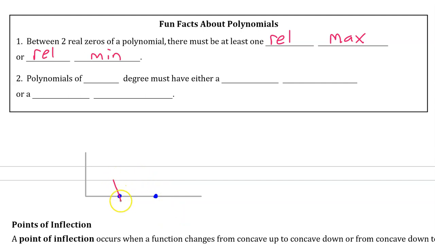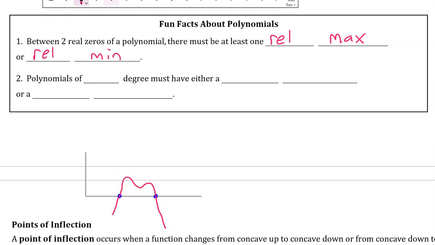Or maybe it went down and then came back up. So then there would be a relative min in there somewhere. You could have more than one, right? If these are both real zeros, there's nothing to say that the polynomial doesn't do something like this. So there are three relative extrema the way I have it drawn. There are two relative maxima and one relative minimum, but there's at least one.